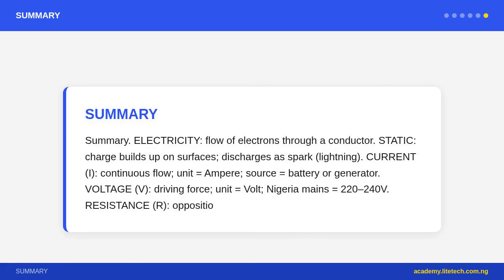Conductors: copper, aluminium, iron, salt water. Insulators: rubber, plastic, glass, dry wood. Series circuit: one path, shared current, divided voltage, all fail together. Parallel circuit: multiple paths, same voltage, divided current, independent operation, used in houses. Safety: no water near electricity, no overloading, earthing, correct fuses.